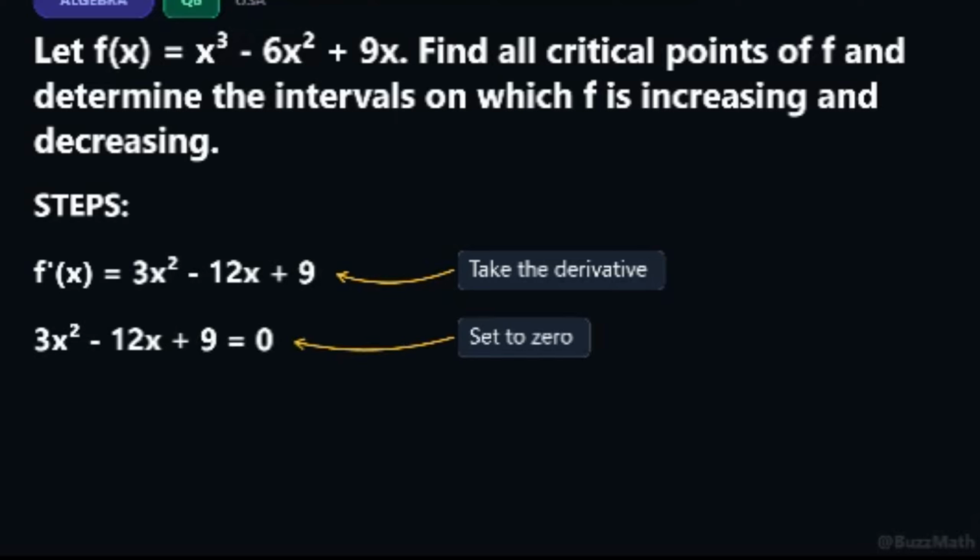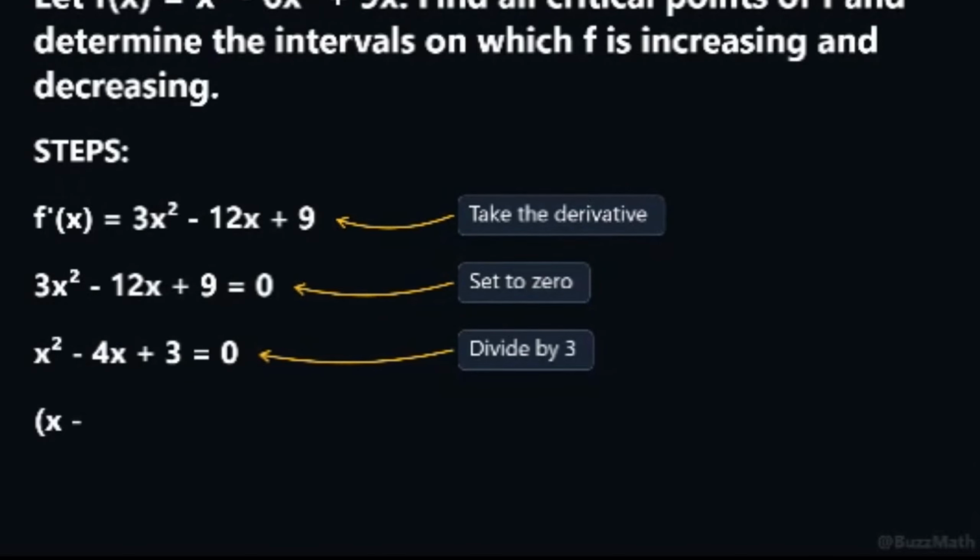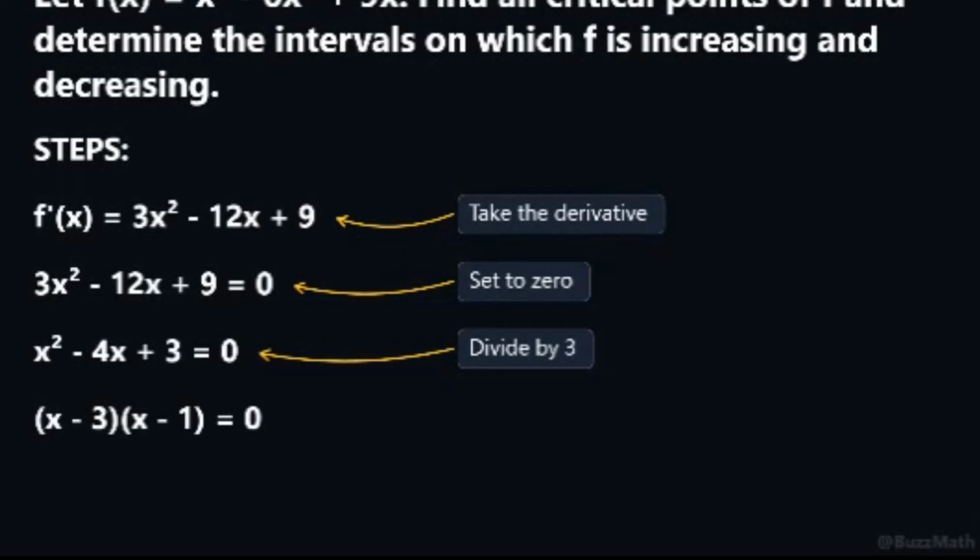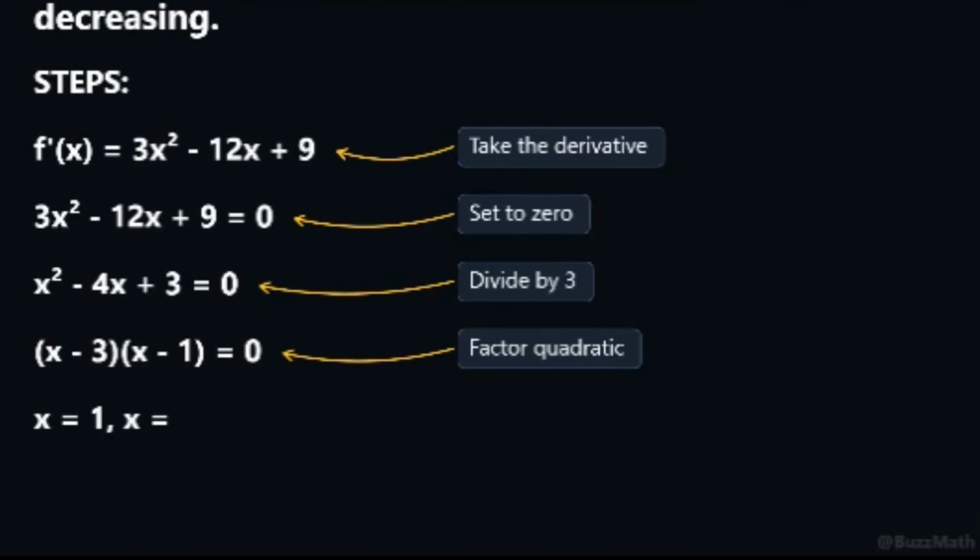Set to 0. Let's make this way easier to factor by dividing the whole entire equation by 3. x squared - 4x + 3 = 0. Divide by 3. What multiplies to positive 3 and adds to negative 4? Negative 3 and negative 1. (x - 3)(x - 1) = 0. Factor quadratic. This gives us our two critical x values. x = 1, x = 3. Find critical points. Now we test the intervals.